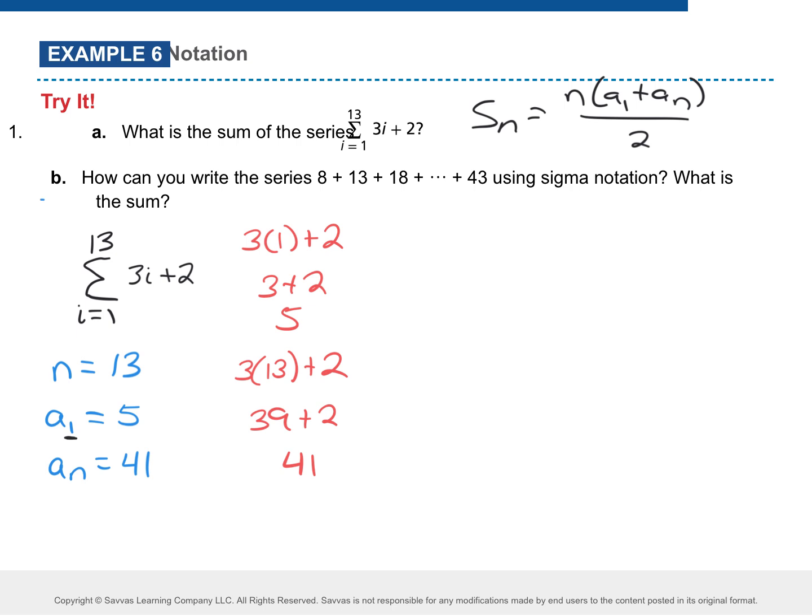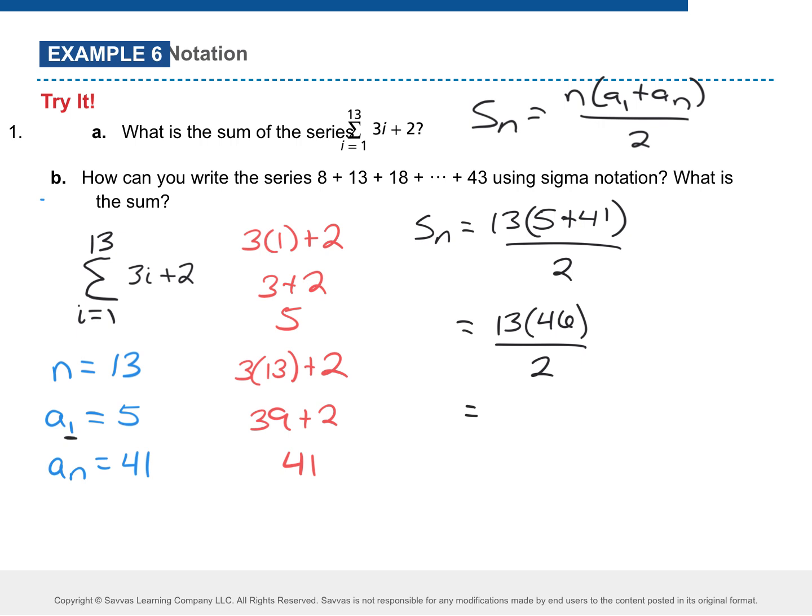Now, can we find the sum? Yes, so plugging it in, we have 13 times 5 plus 41 divided by 2. What's 5 plus 41? 46. 13 times 46? 598. 598 divided by 2? 299. That is our sum.